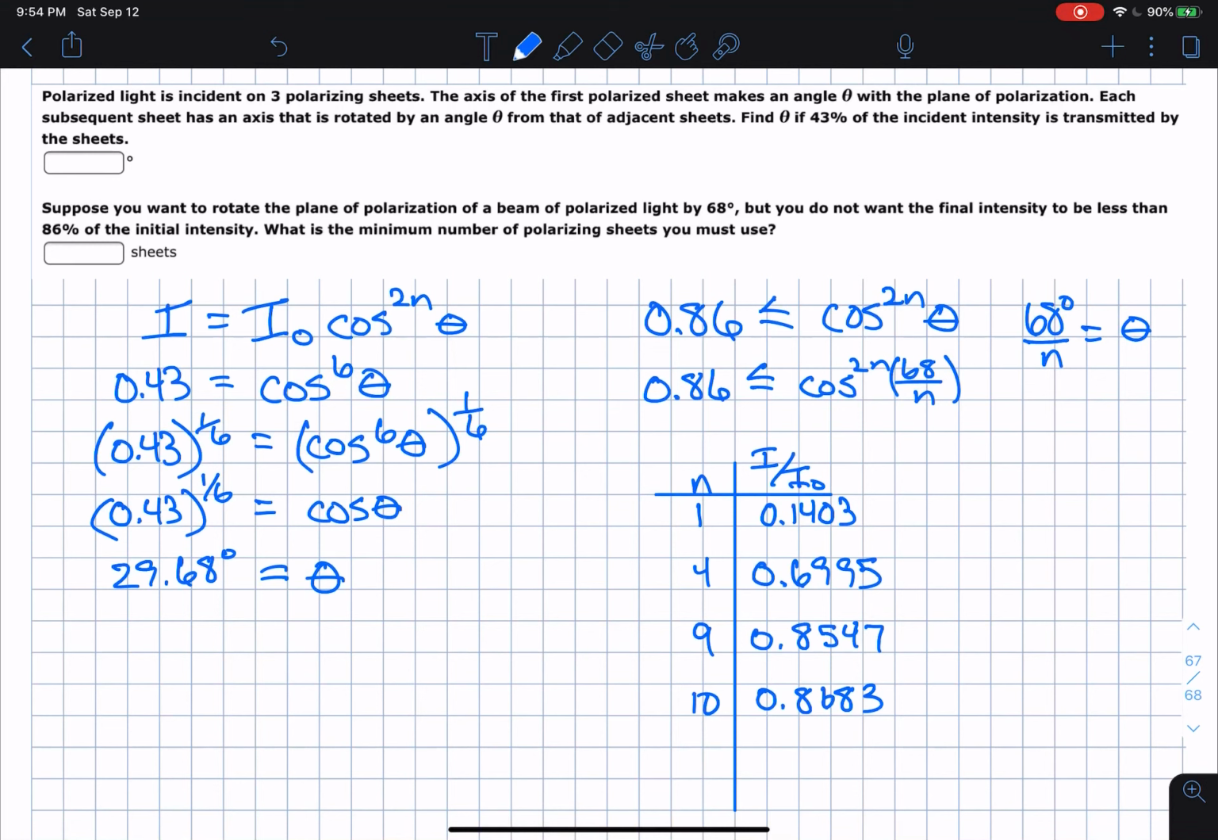One thing I need to emphasize: we need greater than or equal to 0.86. If this value here, instead of 0.8547, was, let's say, 0.8597, that is not greater than or equal to 0.86. It can't round up to 0.86. When you calculate it, it has to be greater than or equal to 0.86, because this is the minimum. So 9 sheets doesn't get the job done. You need at least 10 sheets. This is the correct answer.